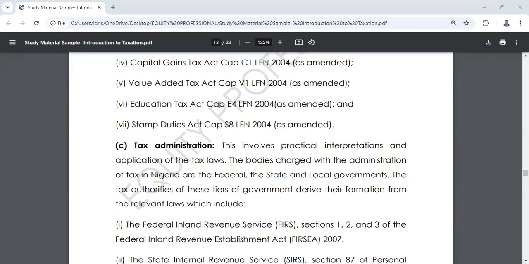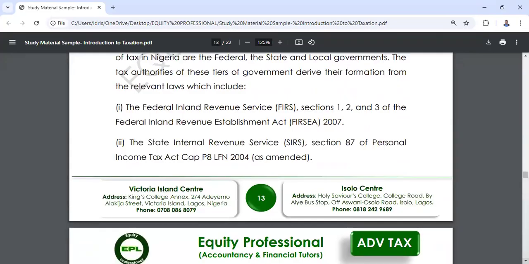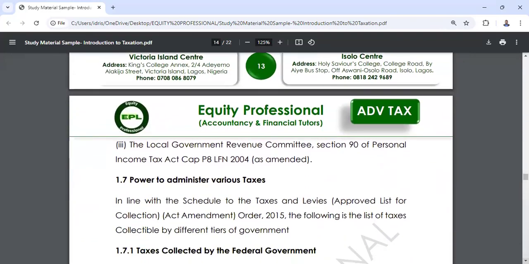State government: who are the tax administration of the state government? The State Internal Revenue Service. For the local government, who are the tax administration of the local government? The Local Government Revenue Committee. They are the tax administration of the local government.